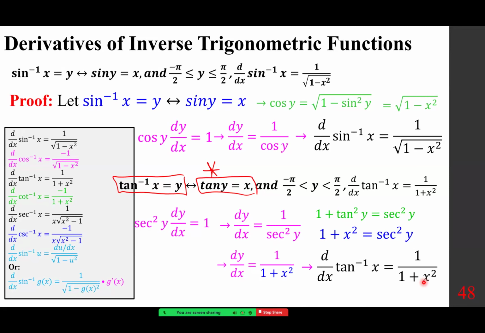We proved that, and I highly recommend you pick a couple more and you prove them on your own. For example, cosine or secant or cotangent, things like that.